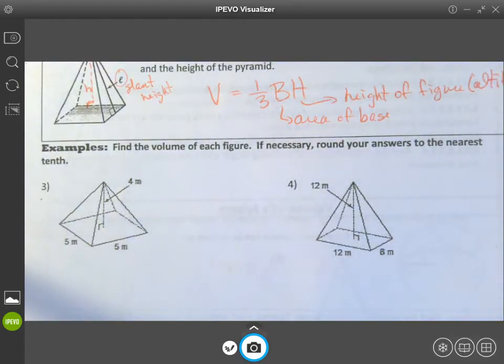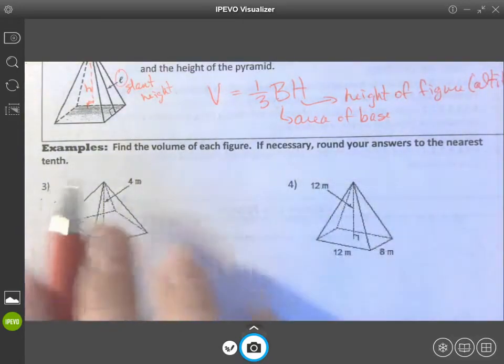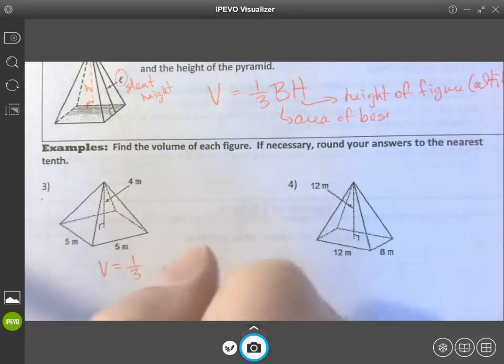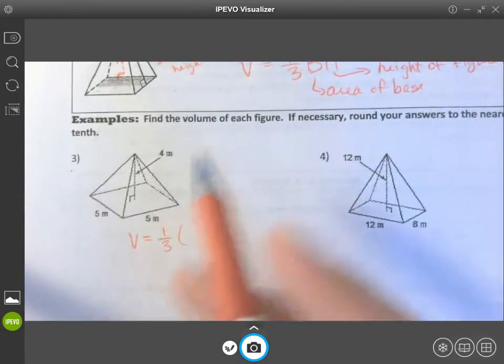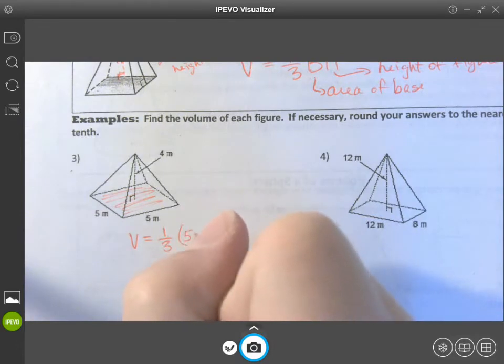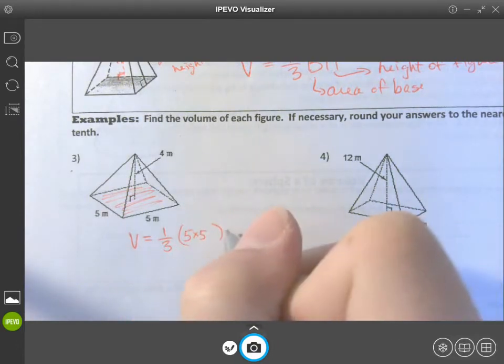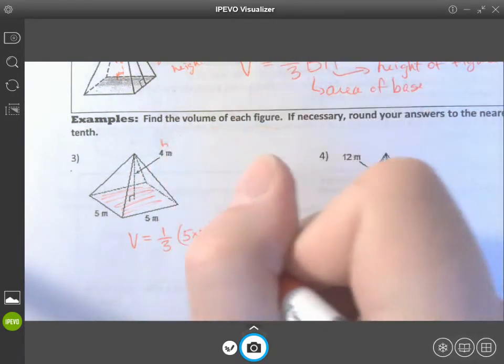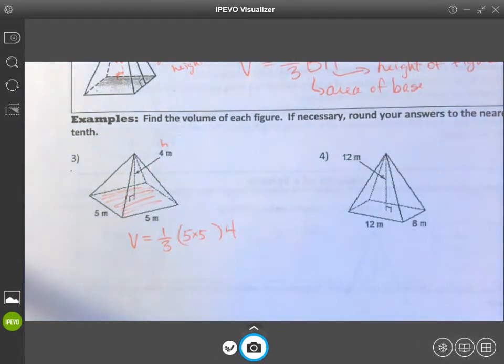Okay, let's do this. Find the volume of each figure, round to the nearest tenth. So volume is 1/3 area of the base. So what kind of base do I have? I do have a square base. So that would be, I'm just going to say 5 times 5, area of the base, and what's the height of the figure? 4. Okay. So type this into the calculator.